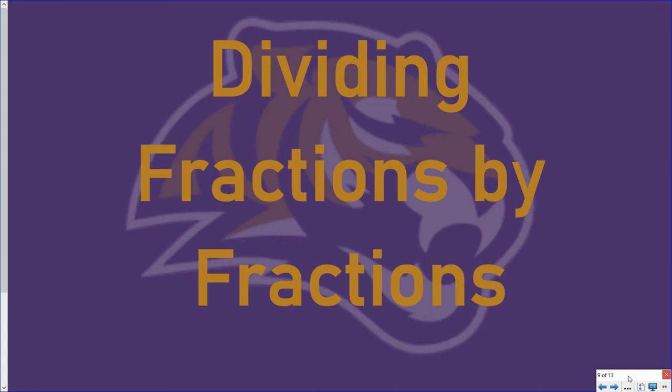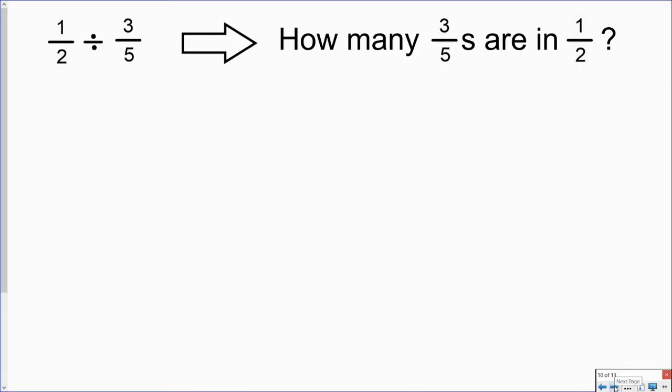In this video, we're going to take a look at dividing fractions by fractions. So here's our first problem, 1/2 divided by 3/5. And we want to know how many 3/5 are in 1/2.